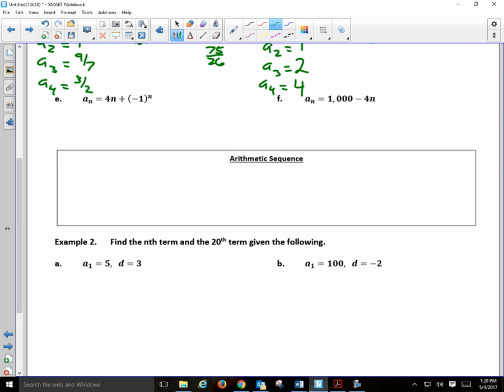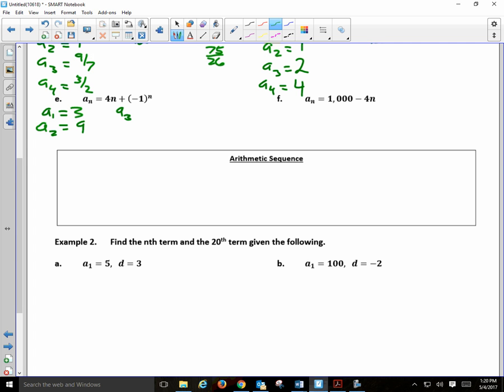And you can see again how it's difficult to make predictions about the type of rule that we have. Here we have 4n plus negative 1 to the nth power. A sub 1 is 4 plus 1 or minus 1? Minus, and I get 3. A sub 2 is 8 plus 1 or 8 minus 1? 8 plus 1, and I get 9.